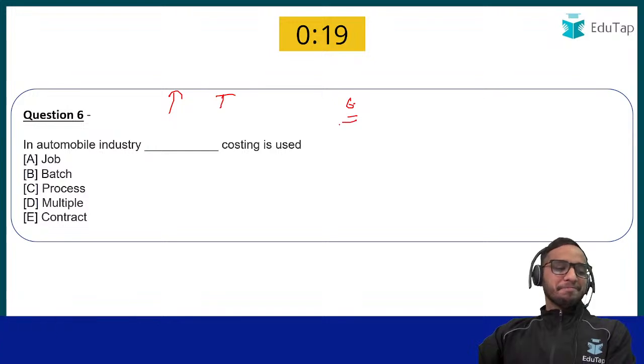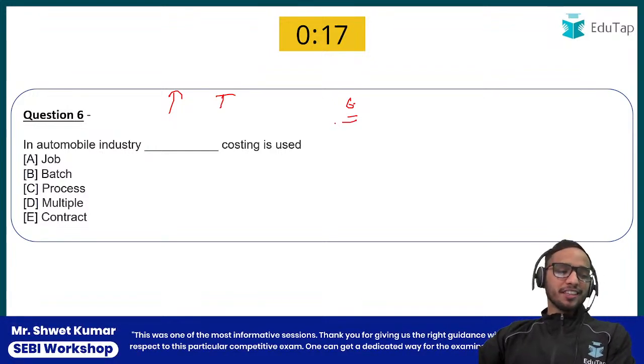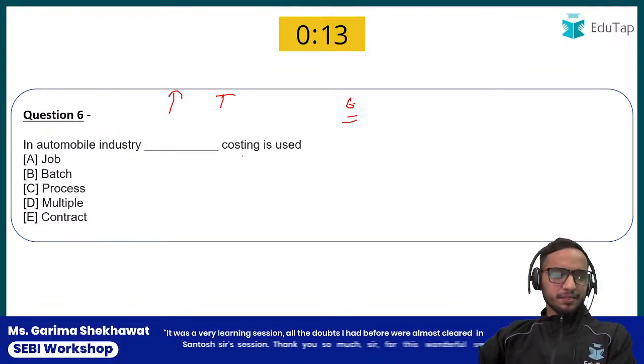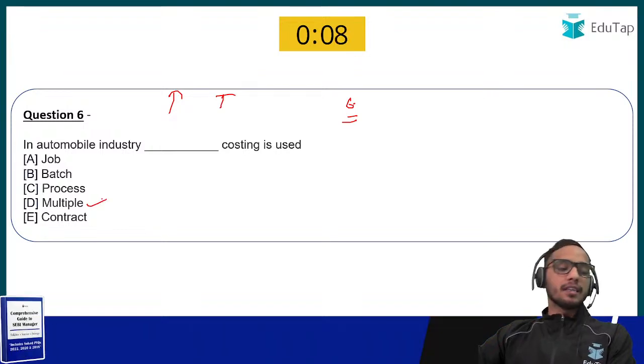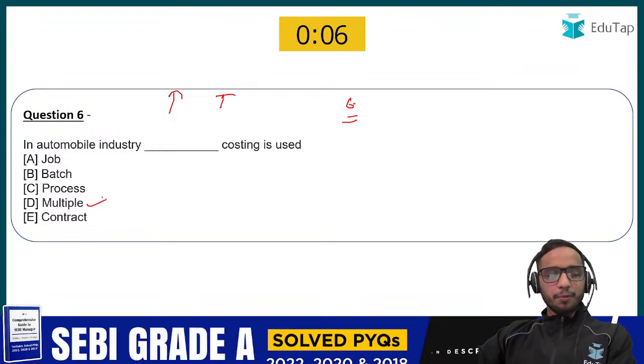Some of you are saying job costing, some of you are saying batch costing, some are saying process costing, and one or two are saying multiple costing. Those who are saying multiple costing are correct, and let me tell you why.